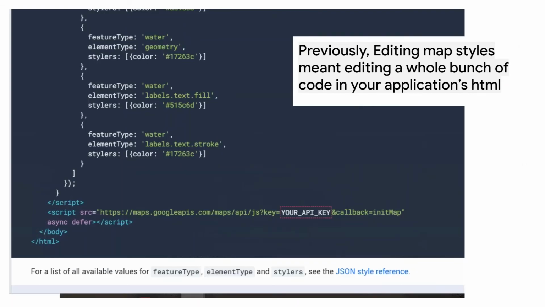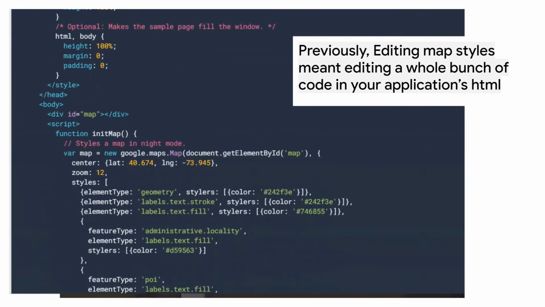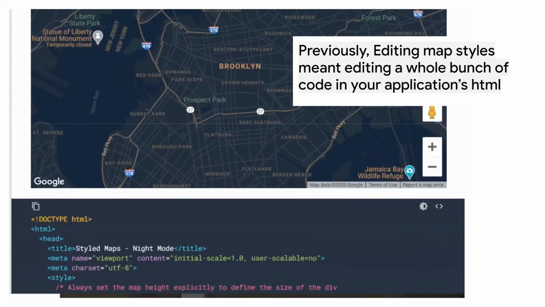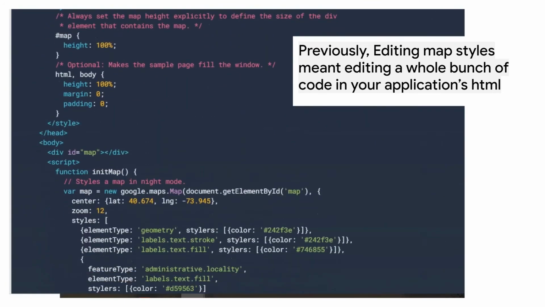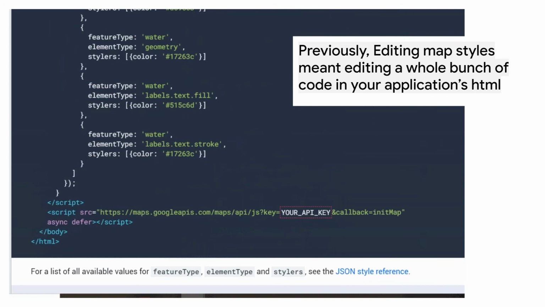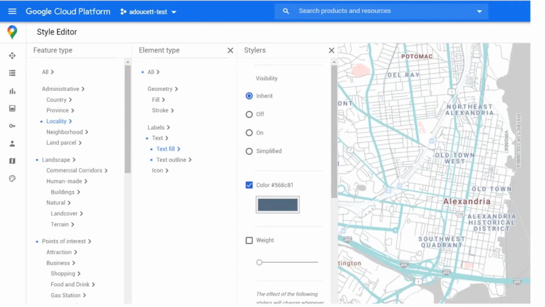So just to give you a little bit more of the nuts and bolts here, how you actually can use these tools. Previously, editing map styles meant changing a whole lot of code in your application's HTML. And this had to be done for every map. And then you had to get into the files on your website. They're hosted on the FTP server. Now you've got to call the web guy. It was kind of a chore and a lot of different lines of code to even make a handful of changes. That is now no more, as all of the styling is hosted within the Google Cloud Platform console.